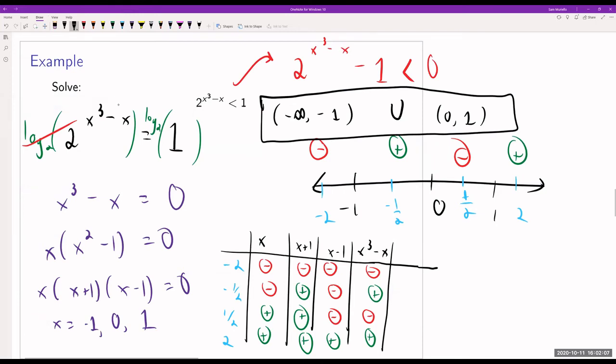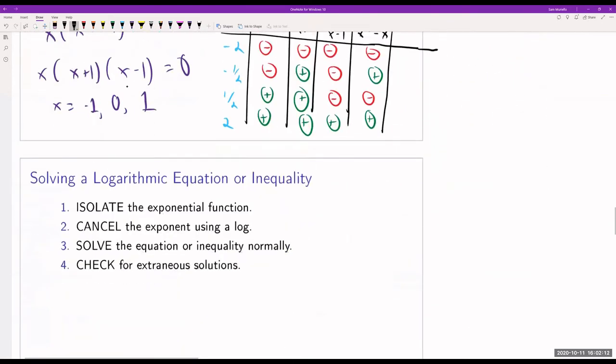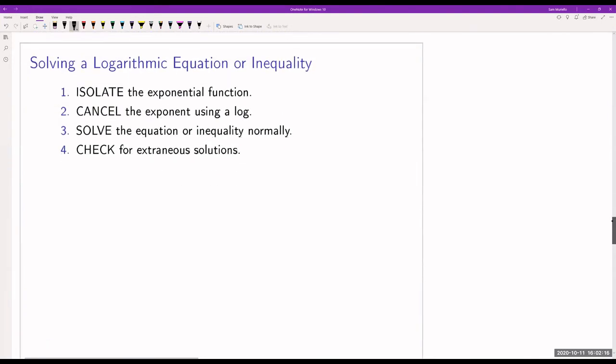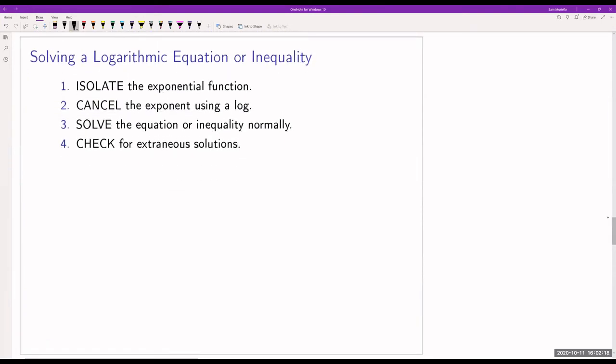Now let's take some time and look at logs. The idea is exactly the same, but we need to be very careful because unlike exponents, logs have a restricted domain. And a restricted domain often means that we will get an extraneous solution. Extraneous solution means that you do something during your solution process that looks like it should work and gives you an answer, but if you plug that answer back into the original, it won't work anymore.